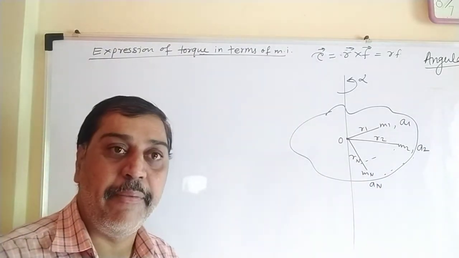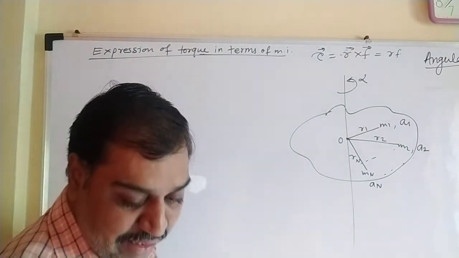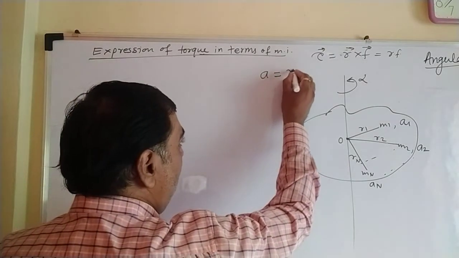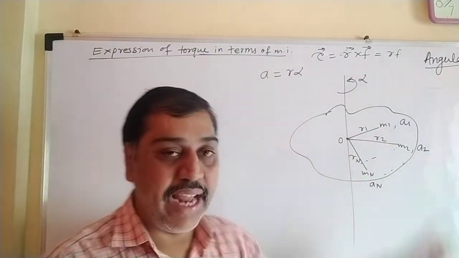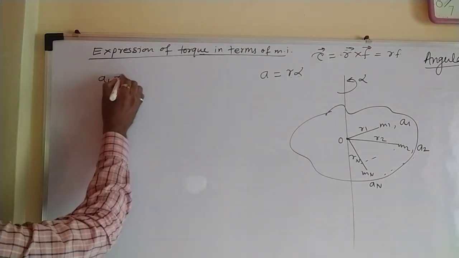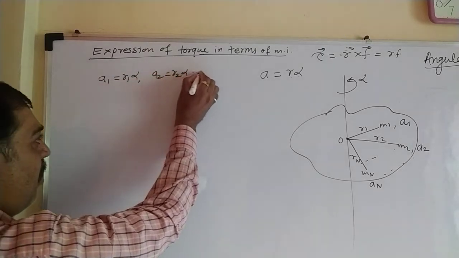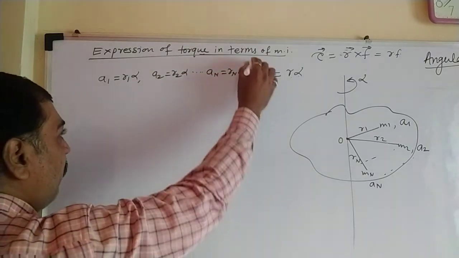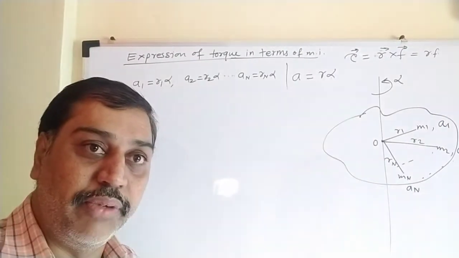Now there is a relation between angular acceleration and linear acceleration. That equation we know is nothing but a equal to r alpha. Alpha is angular, a is linear. So by this you can write A1 equal to R1 alpha, A2 equal to R2 alpha, and so on up to An equal to Rn alpha. So linear acceleration in terms of angular acceleration, we can write like this.